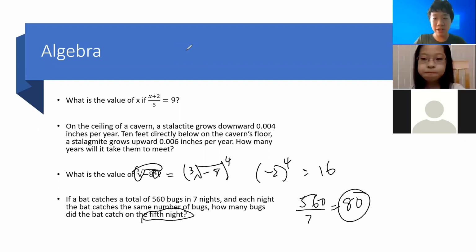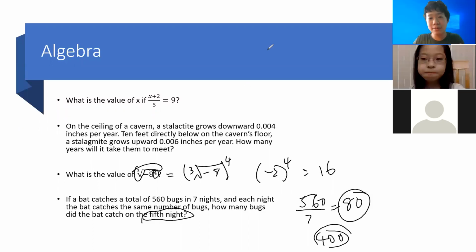Because when I did this problem, quite a while ago, I thought it said, how many bugs in total did the bat catch by the 5th night? So by the 5th night, how many bugs did this bat catch? That's what I thought it meant. So I did 400, and that was wrong.